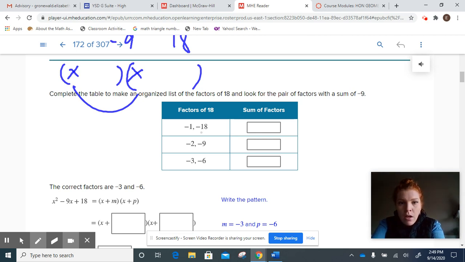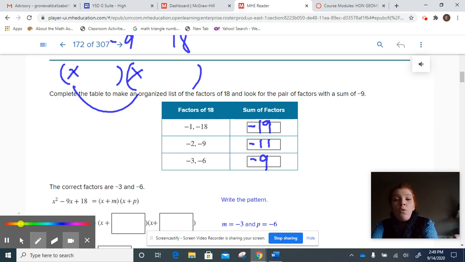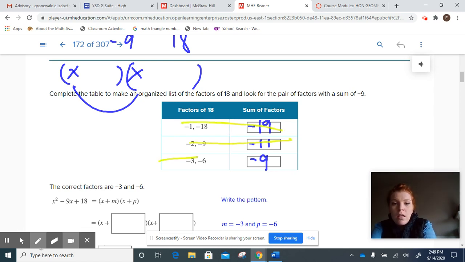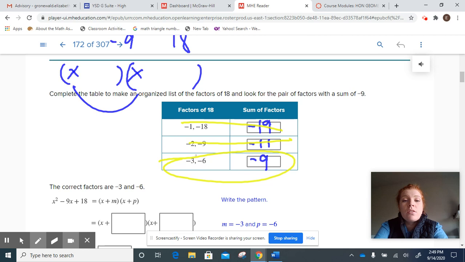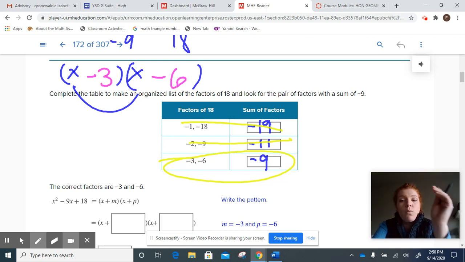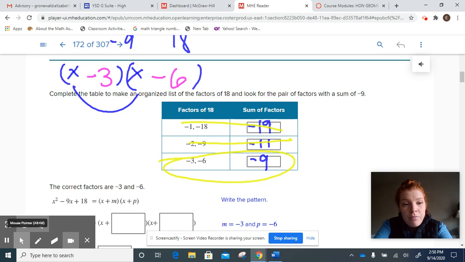So let's go ahead and see. -1 and -18 added together would be -19. Let's go down the line. -2 and -9 add to -11, and -3 and -6 make -9. So out of all three of these, this one doesn't work, this one doesn't work, and this one is the one that works. So -3 and -6 are the two magic numbers. I'm going to write them in up here. It doesn't matter which one goes first, and that would be the answer.